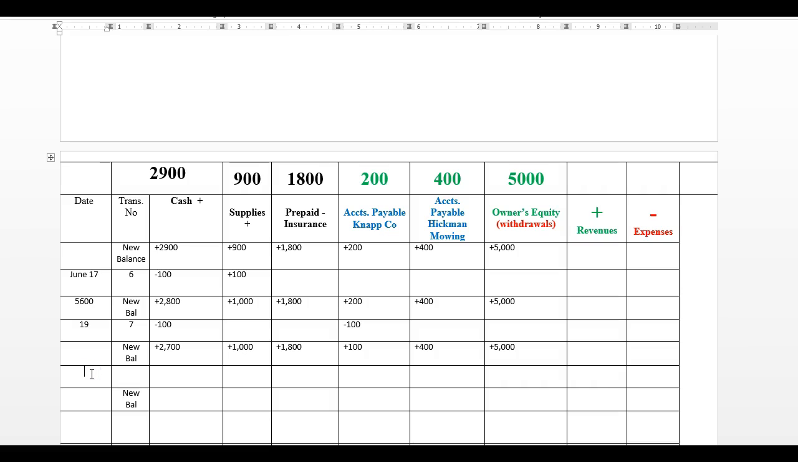Now we will do the last transaction, the 25th, transaction number 8. And this is interesting. It says received cash from owner as an investment. So analyze this for me. What happened? What two accounts are affected? Received cash means we got cash in from the owner. She decided to put more money into her business. So what other account is affected? Exactly. Owner's equity or capital.